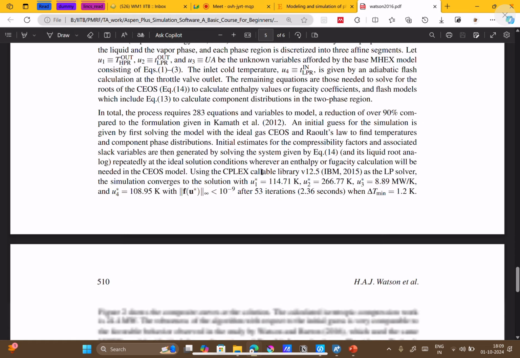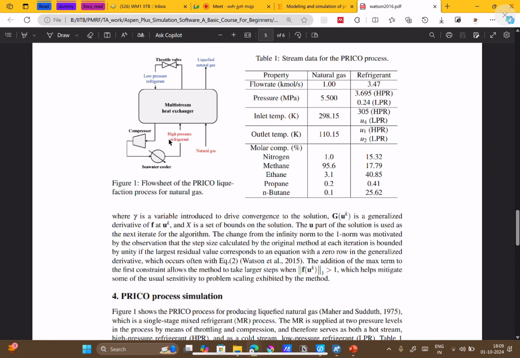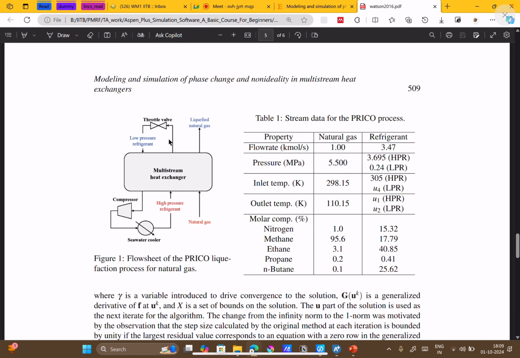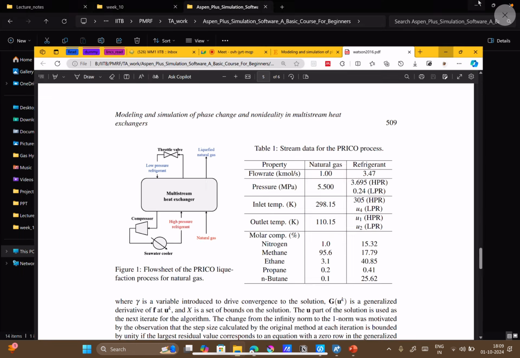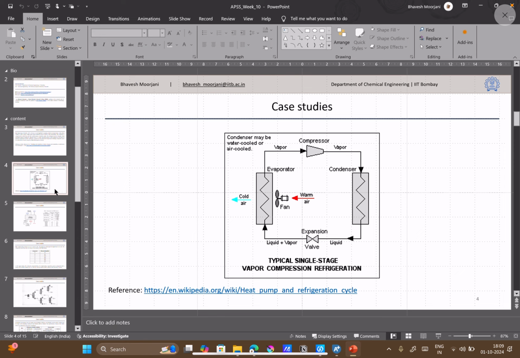Okay, so they have done a single stage refrigerant cycle to liquefy the natural gas. Accordingly, there are multi-stage refrigerant cycles also present, where instead of just one refrigerant cycle you have more than one, like 2-3 refrigerant cycles to cool down your desired stream. So first let's recall what a refrigerant cycle is.